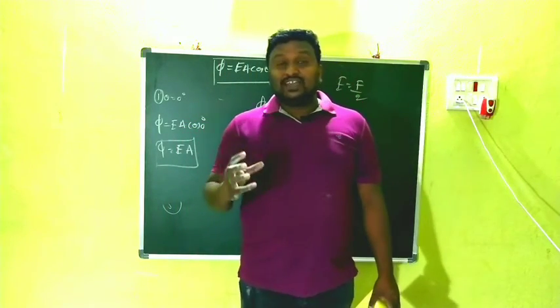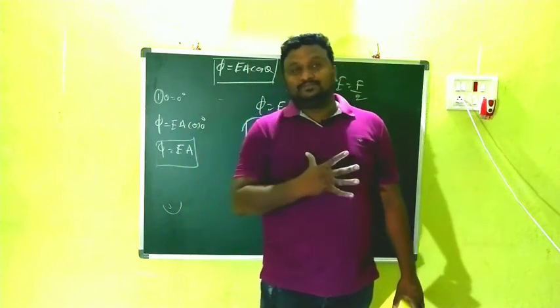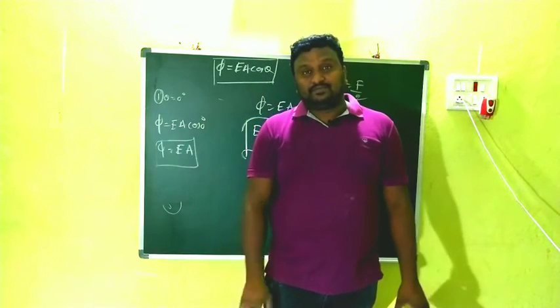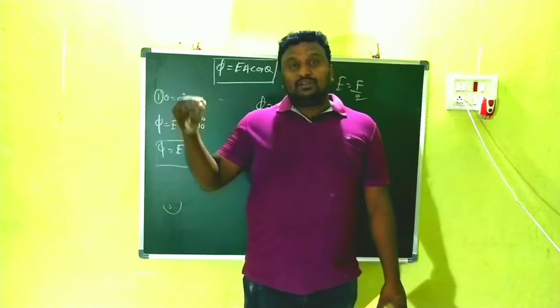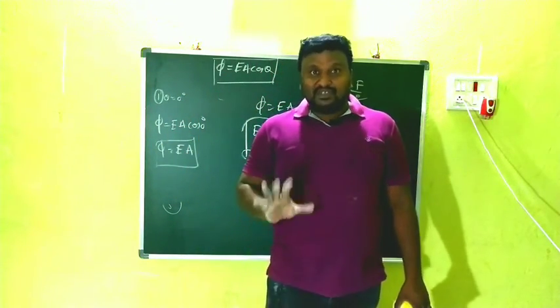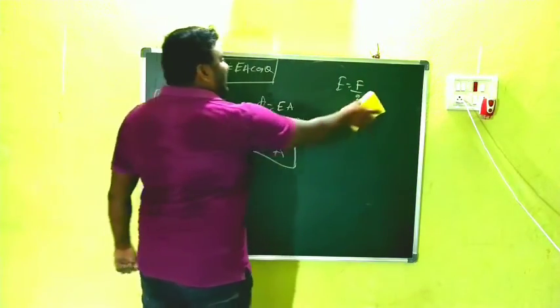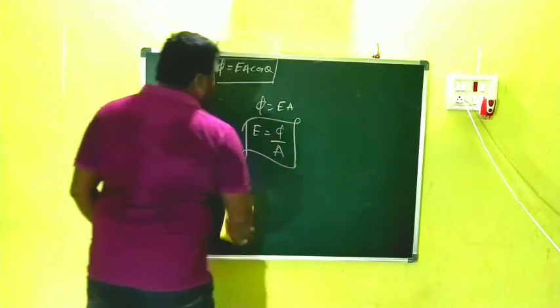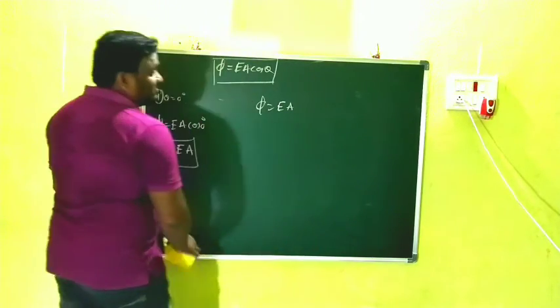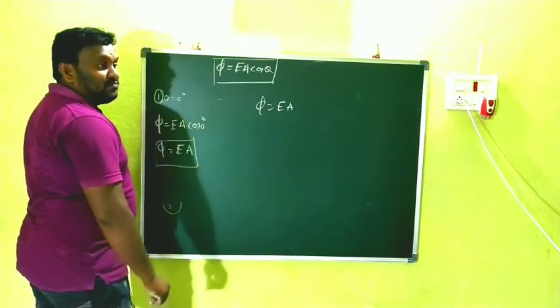The flux available in a particular area is called electric field intensity. So here, from the examination point of view, what is the dimension formula and units of flux?